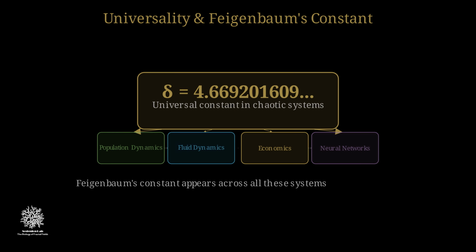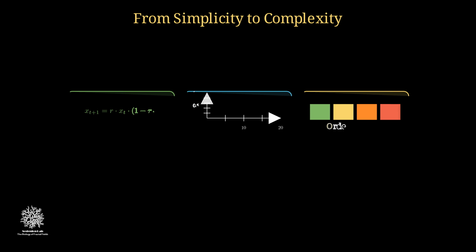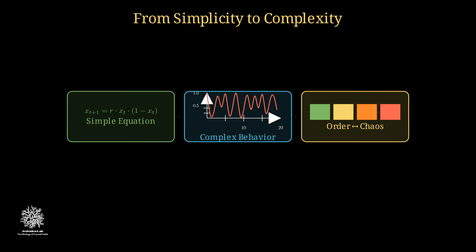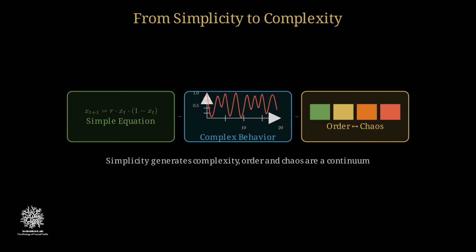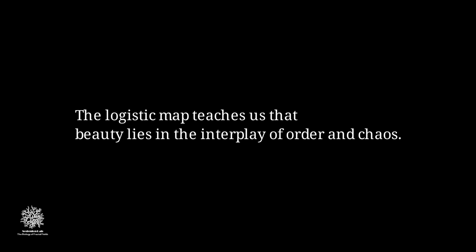systems throughout nature. What makes the logistic map so beautiful is that it demonstrates how a simple deterministic equation can generate behavior that is indistinguishable from randomness. It's a powerful reminder that complexity can emerge from simplicity, that order and chaos are not opposites but part of a continuous spectrum.